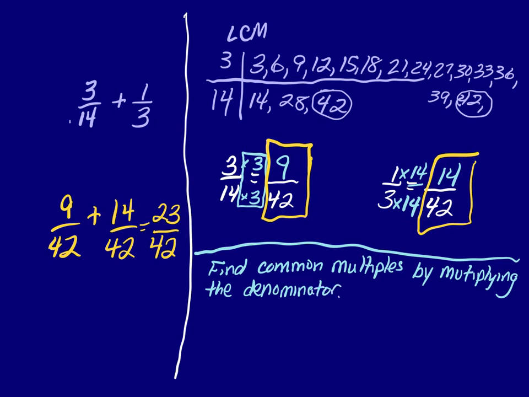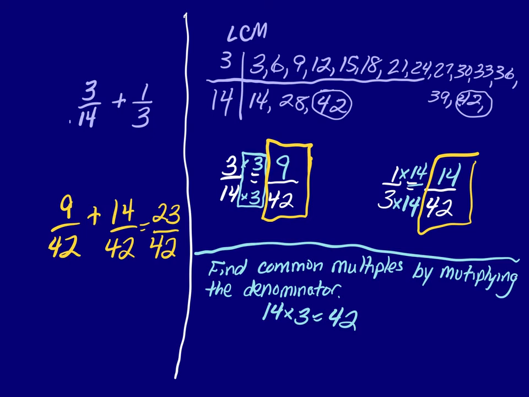So we're going to multiply our 14 times 3, and you get 42. So you still get 42 like we got up at the top. This time it did work out to be your least common multiple, but that will not always be the case.